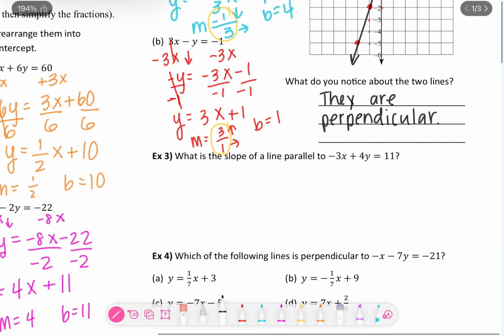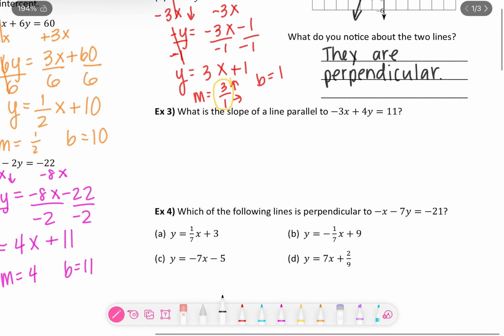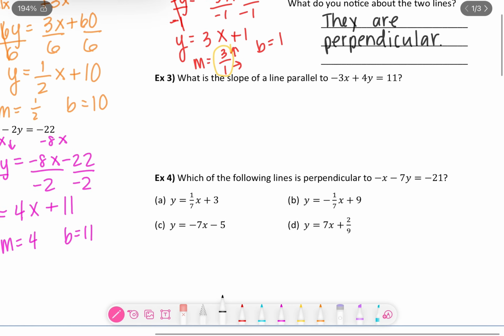Okay, last but not least, we have two more examples that are more of analysis type questions. The geometry concepts are involved in here, and then we'll be done with these notes. So what is the slope of a line parallel to negative 3x plus 4y equals 11? So, slope of a line parallel. So we're looking for the slope of a line that is parallel to the original line given.